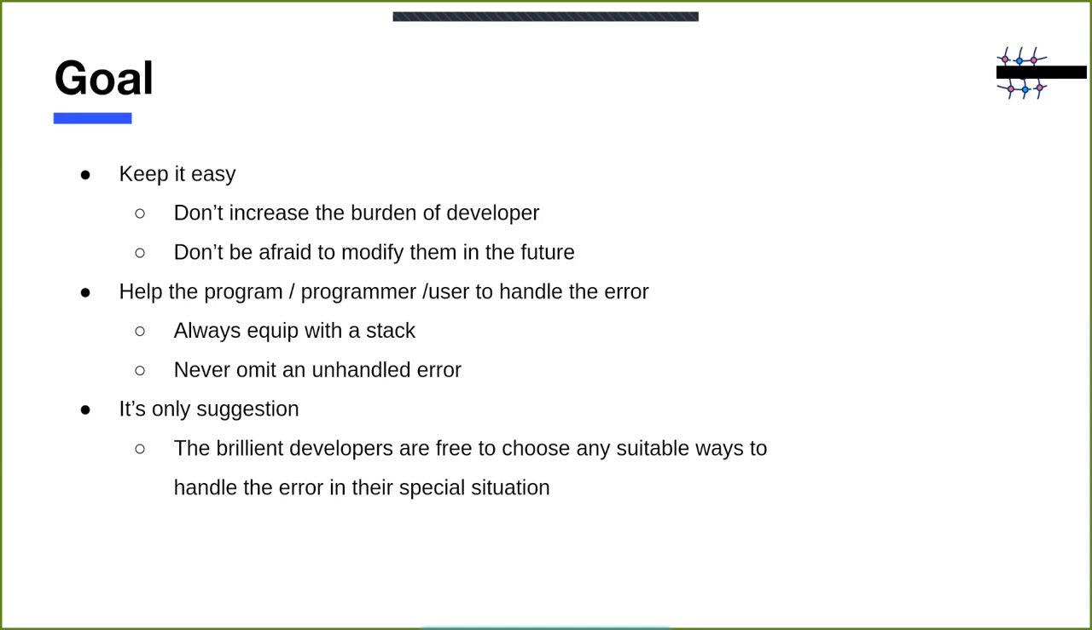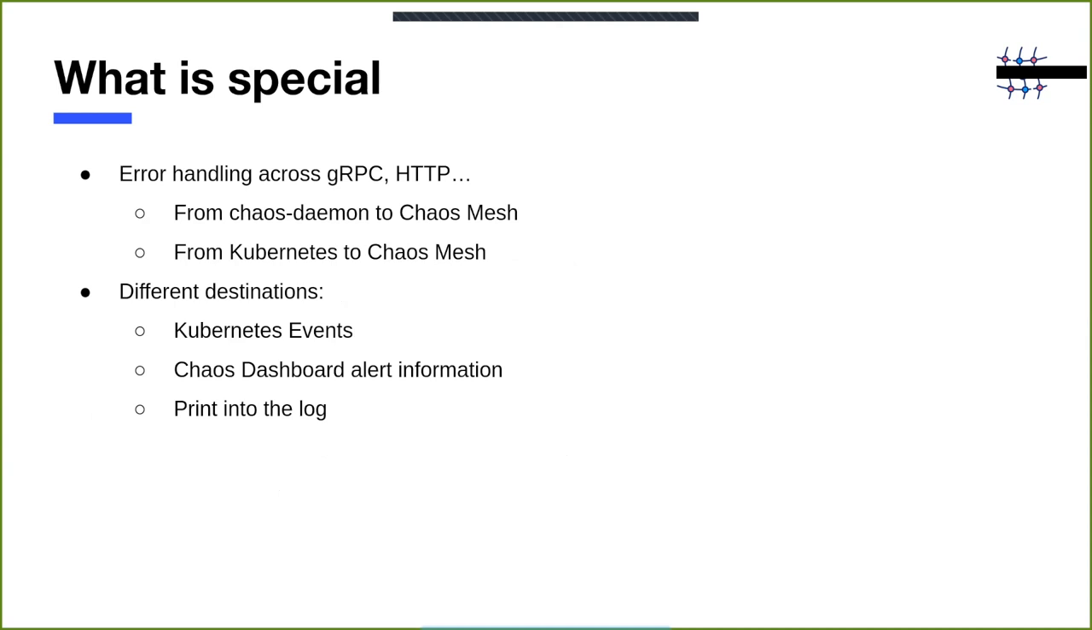But if you have searched Golang error handling in Google, you can find tons of articles describing their strategy and thoughts about the error handling. Actually, we also learned a lot from them, especially the Uber Go style. Why is the Chaos Mesh team special and needs to write its own policy? Here is a list of things which we will consider, but it seems that others do not. Chaos Mesh should handle errors from a lot of different places, like Kubernetes and the Chaos Mesh standard components, and the errors also have different destinations, like the Kubernetes events, the alert information in the UI, or it's just printed to the log.